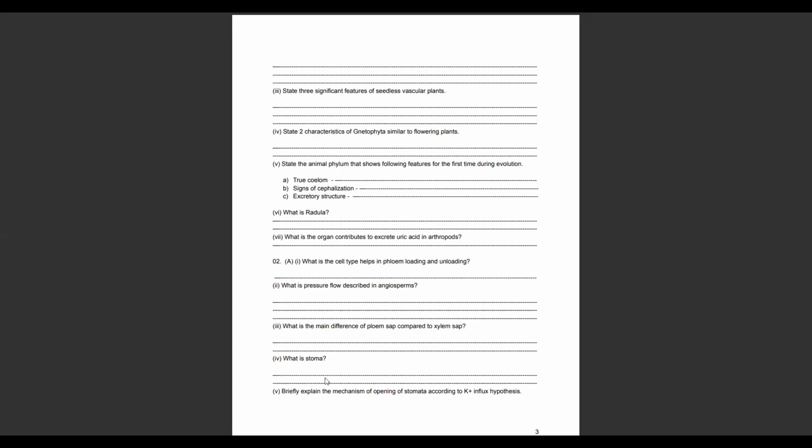What does phloem sap contain 30% of? Sucrose. Right? That is how phloem sap differs from xylem sap. Other than that, it also contains amino acids, hormones and minerals. So here the answer should be: phloem sap contains 30% sucrose by its weight and also contains amino acids, hormones and minerals.